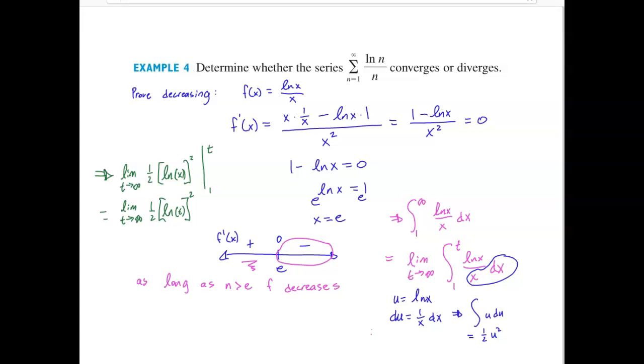And then if we let t approach infinity, natural log diverges. It just goes to infinity. So I can say, therefore, the series diverges by the integral test.